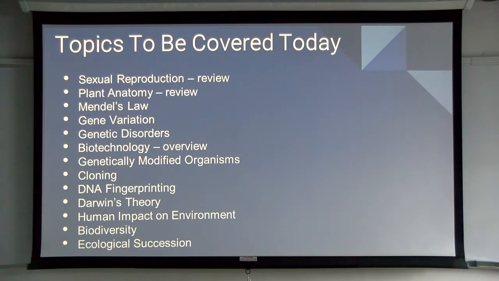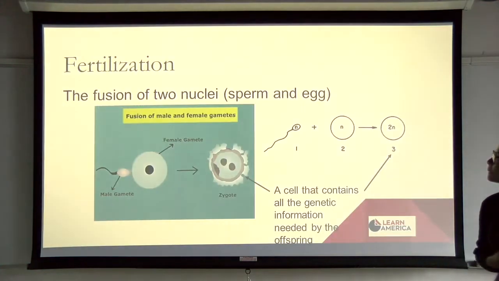Darwin's theory of evolution, dealing with natural selection, we'll cover that. From there, we'll go right into human impact on the environment, how that affects biodiversity, and how the environment is changing over time through succession. Okay, so let's get into it today.